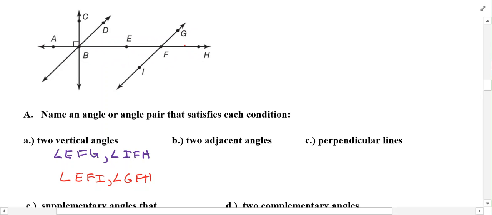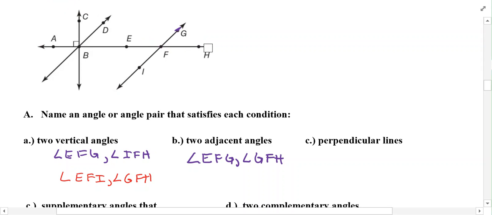Two adjacent angles are angles that are next to each other. So let's talk about these two right here, angle EFG and angle GFH. Of course, there are other pairs, but they share a common side, which is ray FG. They share a common vertex, which is F.